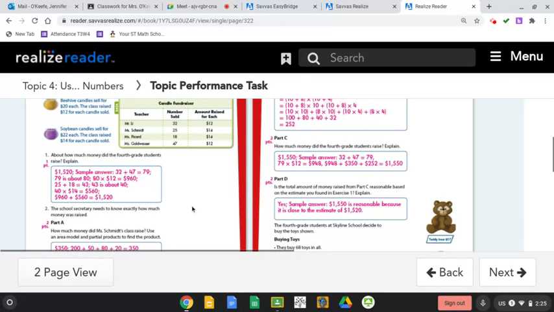Could you have done them individually? Sure. Why would you want to, though? Try to put them together. Put the 12 and 12 together and 14 together.